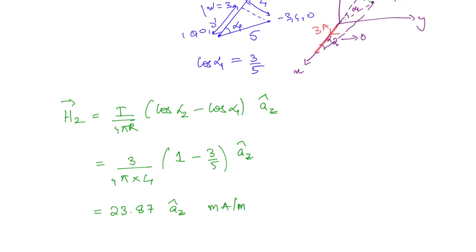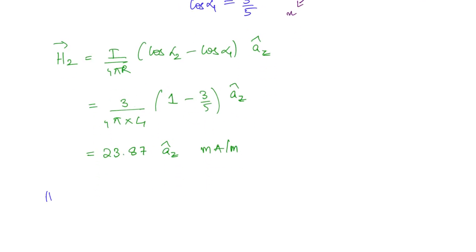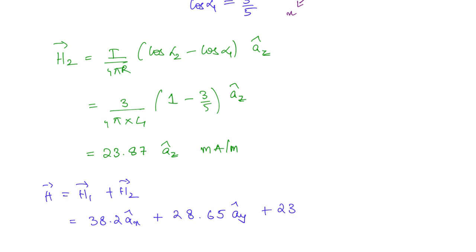Okay. So now what is the complete magnetic field because of both the conductors 1 and 2? H bar is simply going to be the vector sum of h1 bar and h2 bar. So this is going to be 38.2 ax bar plus 28.65 ay bar plus 23.87 az bar. Okay. So this is the final expression.